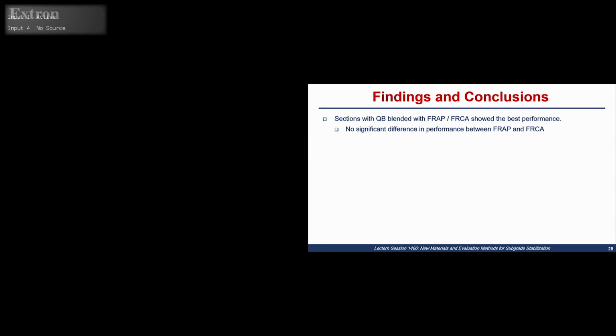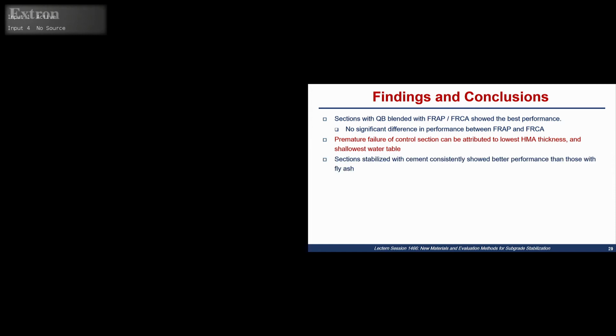Lastly, findings and conclusions from this study. I kind of went over these during my presentation, but just to iterate or to highlight them. The sections that had Quarry By-Products blended with RAP and RCA showed the best performance, and there was not significant difference in performance between RAP and RCA in this particular study. The premature failure of the control section was attributed to the low HMA thickness and the shallowest water table.